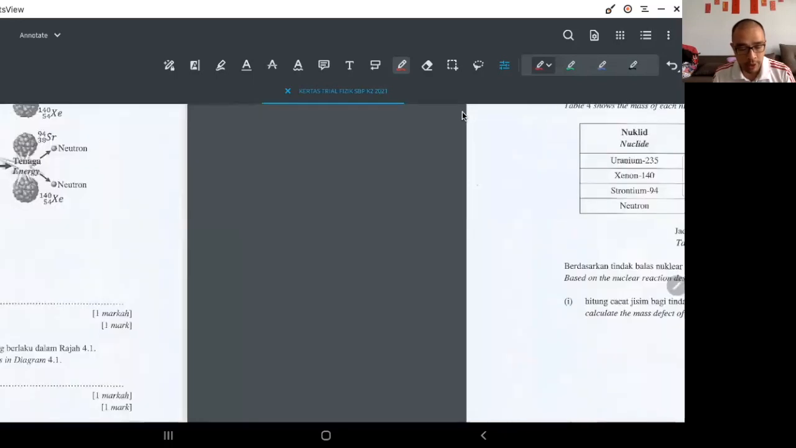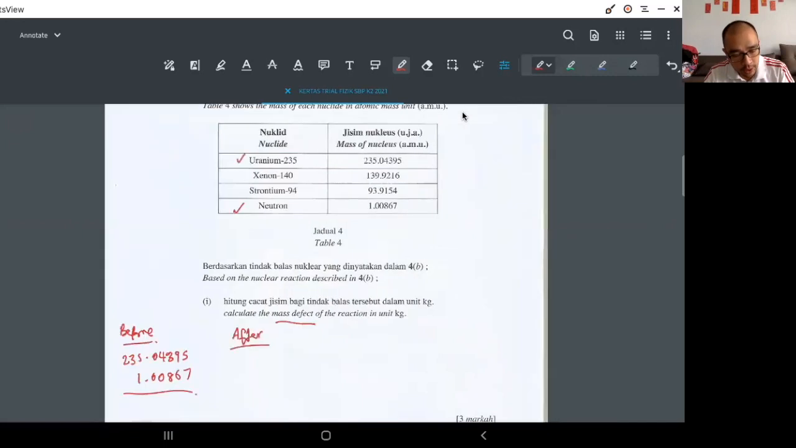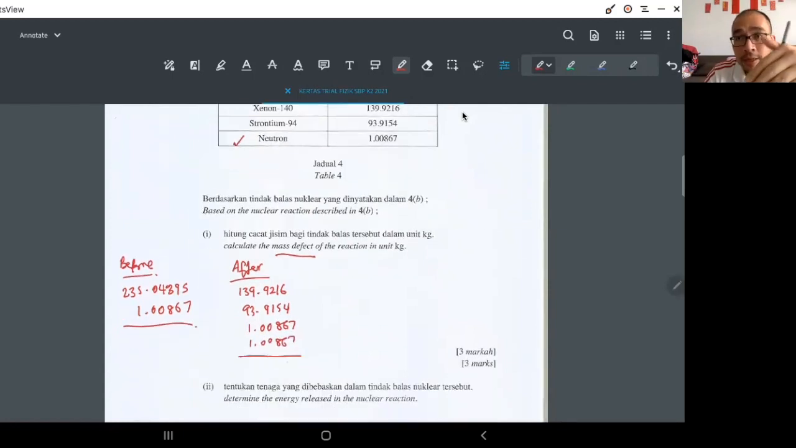And then after, according to this, is 1 strontium, 1 xenon, and 2 neutrons. So one xenon is 139.9216 plus 93.9154 plus 2 neutrons, so 1.00867 times 2. Let me add this together. You will always find that before and after, there's a small difference. That's why there are so many decimal places. Don't round off early. There's always a lot of decimal places involved, and there's a small difference there.